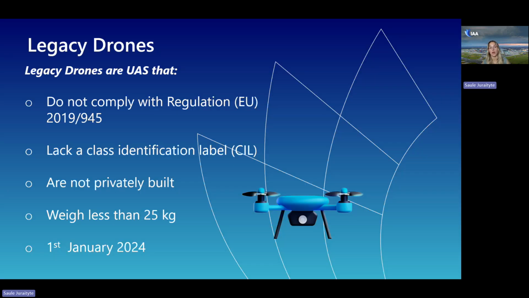Now, what are legacy drones? They are unmanned aircraft systems that do not comply with EU 2019-945, which defines technical requirements for drones. They lack an identification label. They are not privately built and they weigh less than 25 kgs. They were also placed on the market before the 1st of January 2024. These drones were sold before the EU's new drone classification system came into effect, and therefore they don't meet the latest technical standards. Legacy drones used in the specific category must be retrofitted with a compliant direct remote ID module.